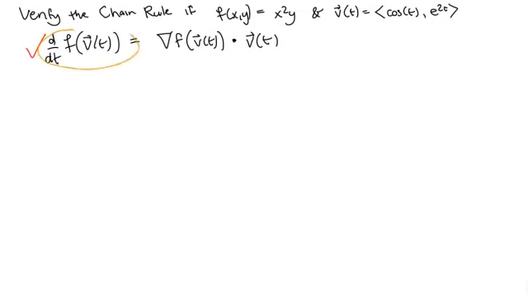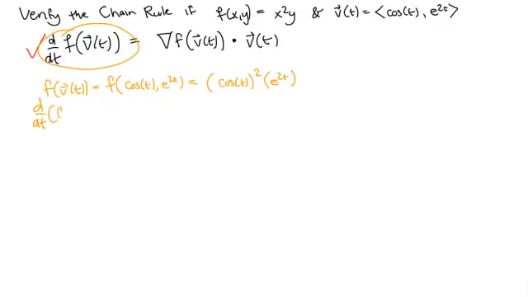Let's focus on the left-hand side first. So the left-hand side, we need to first work out f of v of t. So that would be f of, now v of t is equal to cosine of t, e to the 2t. So if we plug that into our formula for f, f is equal to x squared times y, so cosine of t squared, times e to the 2t. And now we simply want to differentiate that.